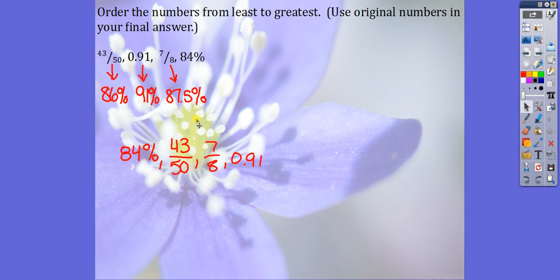So that's a very quick overview of today's work of comparing and ordering fractions, decimals, and percents.